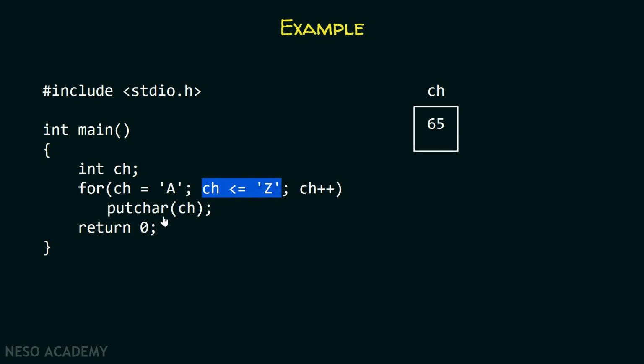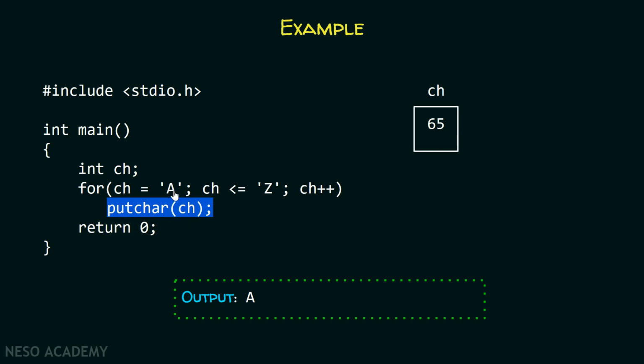We come inside and put that character a on the screen. The putchar function puts this character a on the screen. After that, we increment the value of ch. Now it becomes 66. We again check this condition. Again 66 is less than 90, so the condition is again satisfied. We come inside and put another character, b, because the character equivalent of 66 is b.